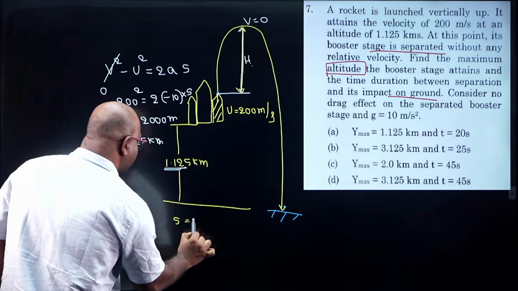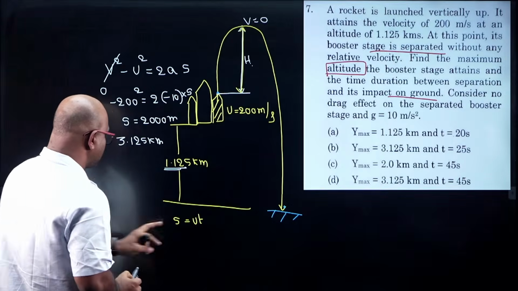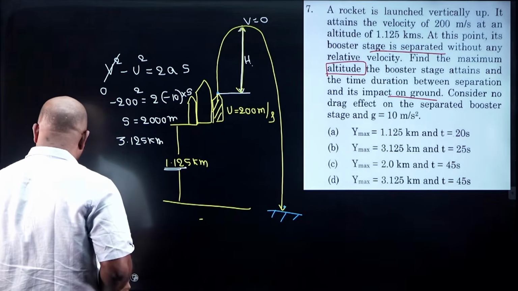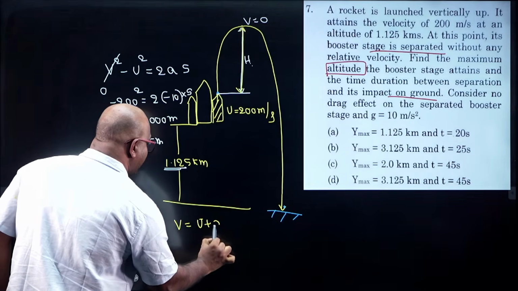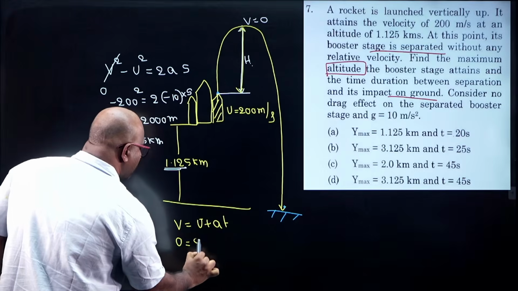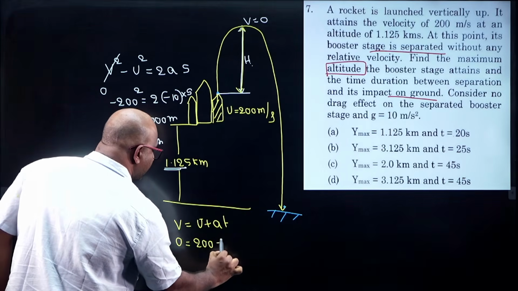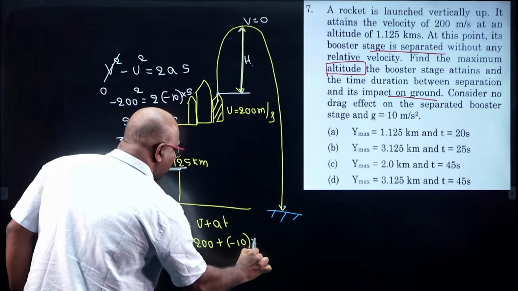So I can find out S. V equal to U plus AT, typical SUVAT equation. Final velocity equal to 0, initial velocity 200, guys, plus A, which is minus 10, into time t.